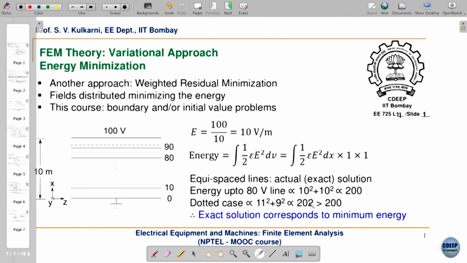But in case of the dotted line, assume that since this line is taken above, in the top, in this region between the top plate and this dotted line, the electric field intensity will be more, is it not? And I have assumed that it is say 11 volts per meter. And in this case, between 80 volt and 90 volt, the electric field intensity will be lower, which I am taking as say 9 volts per meter. Now you can see, 10 square plus 10 square is 200, and 11 square plus 9 square is 202, is it not? So that is why the dotted case would represent higher energy than the exact solution.